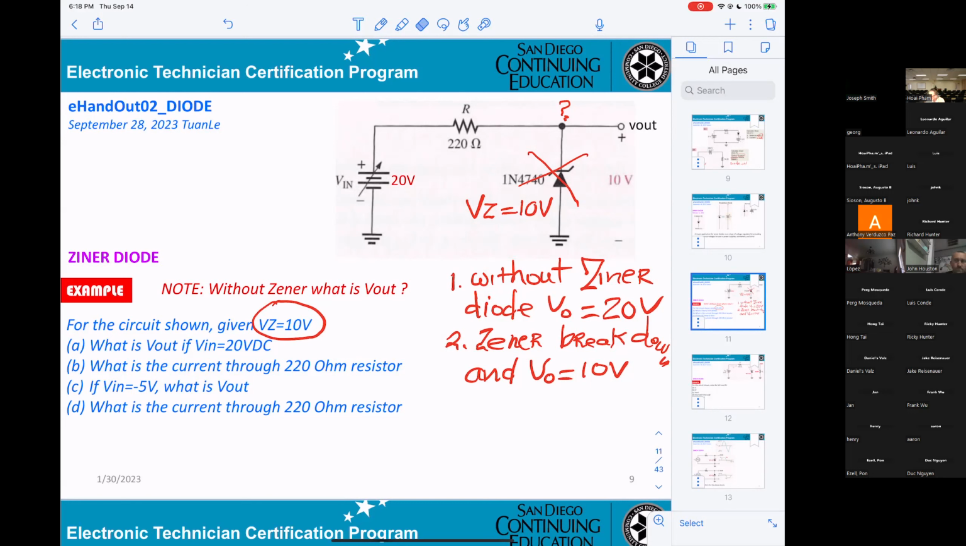Okay, so what is V out if V in equals 20? The answer will be A. V out equals Zener breakdown.